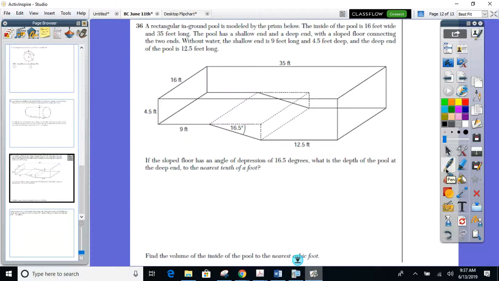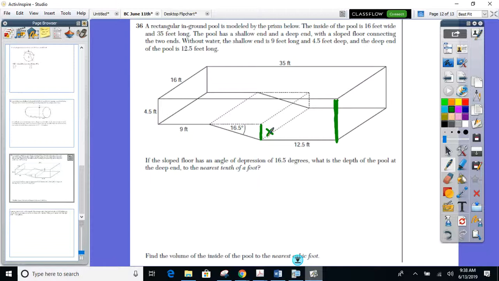We got a pool here. We got a deep end. We got a shallow end. We got a little slope there. The slope, floor, angle of depression, 16.5. That's already plugged in. Find the depth of the pool at the deep end. They're basically asking, I'm at the deep end here. What's the length of that segment there? Okay. Well, I know part of it's what? This part right here up is how long? 4.5. I just need to find the rest of it, which is also this length here in the right triangle that they gave me. So if I can find that part, add it to 4.5, you got the deep end depth. Can you find out how long this part is?